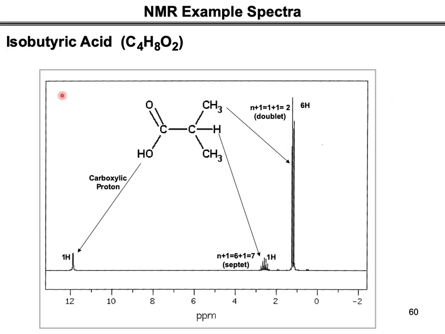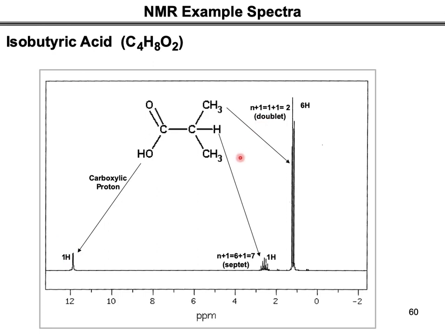So now this is a spectrum of isobutyric acid. Isobutyric acid has the carboxylic acid group. Remember what I told you, that the carboxylic proton is the most de-shielded proton, which appears at around 11 or 12.